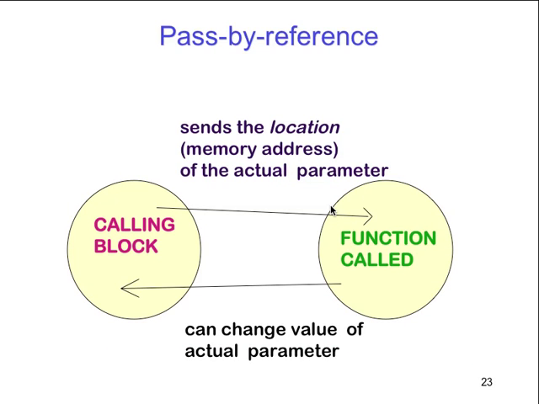Pass by reference violates the Vegas rules. So you send the location, or the memory address, of the actual parameter to the function. I've sent you my real birth certificate. If you destroy it, it's as if I was never born. I have no documentation anymore.